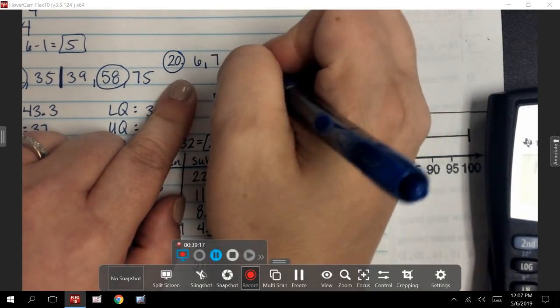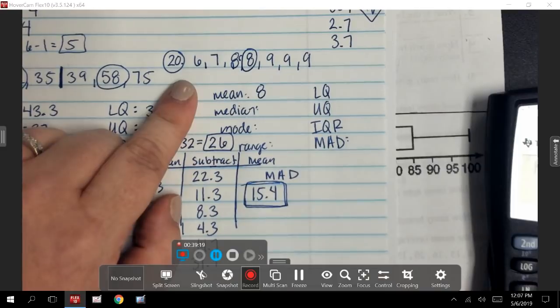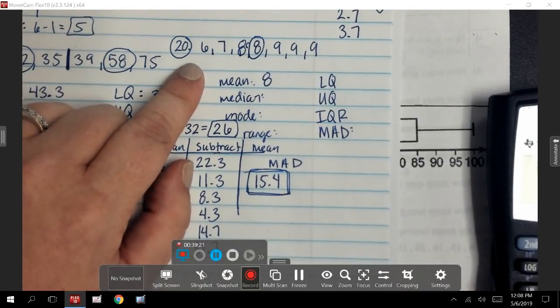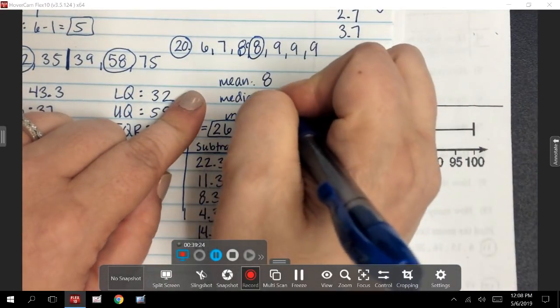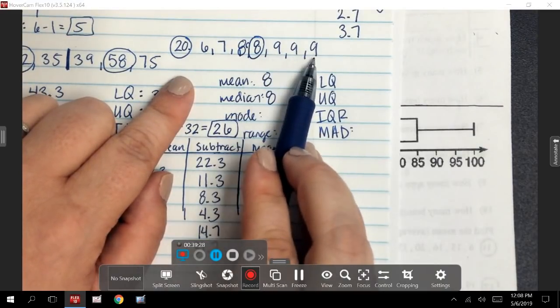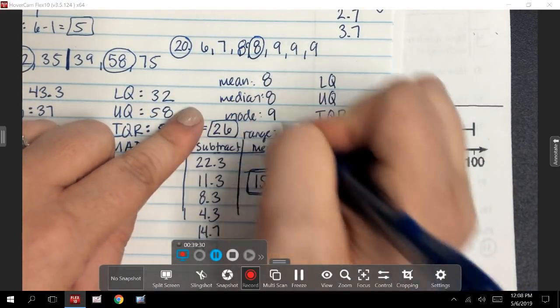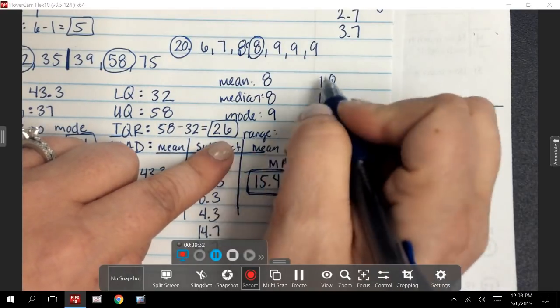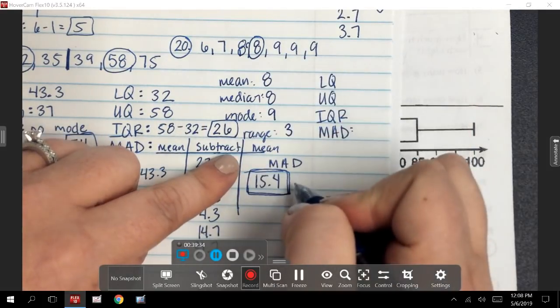My median is the one in the middle after they're in order. So I can't look at the problems that were on the worksheet. I got to look at them in order. So my median was 8. My mode here, 8 repeats, but 9 repeats more, so my mode is 9. My range is 9 minus 6, so I get 3.